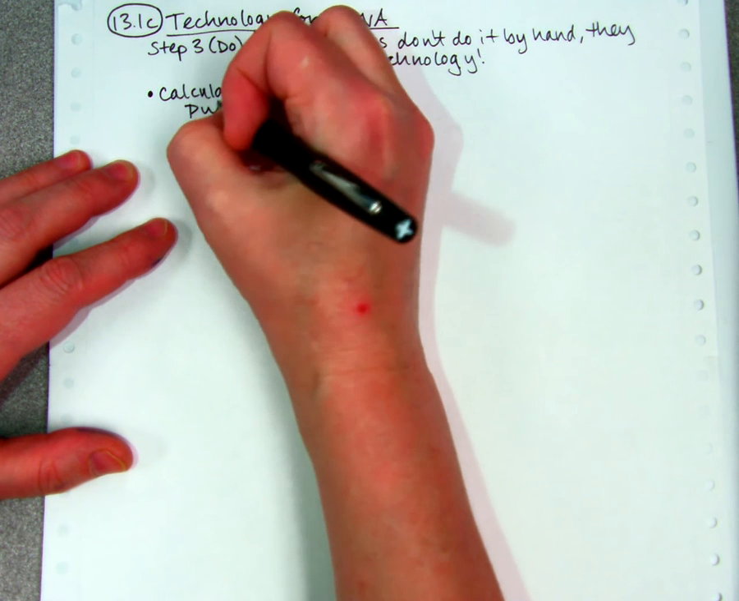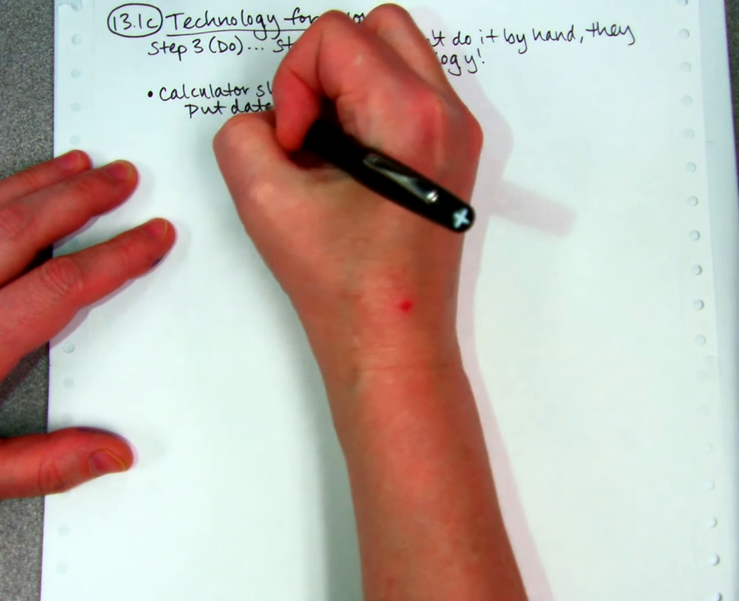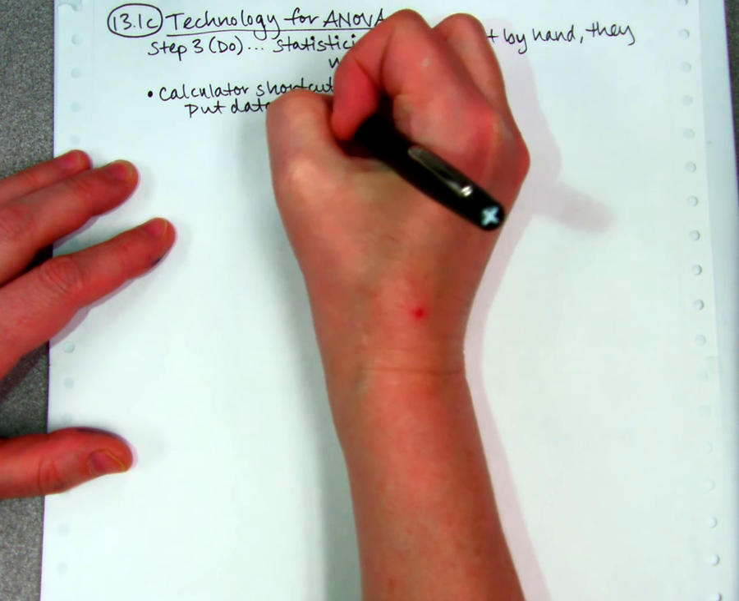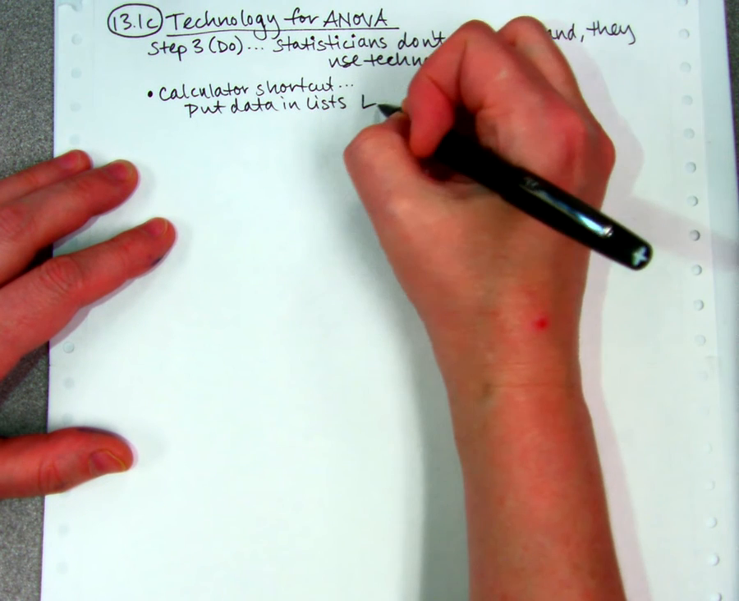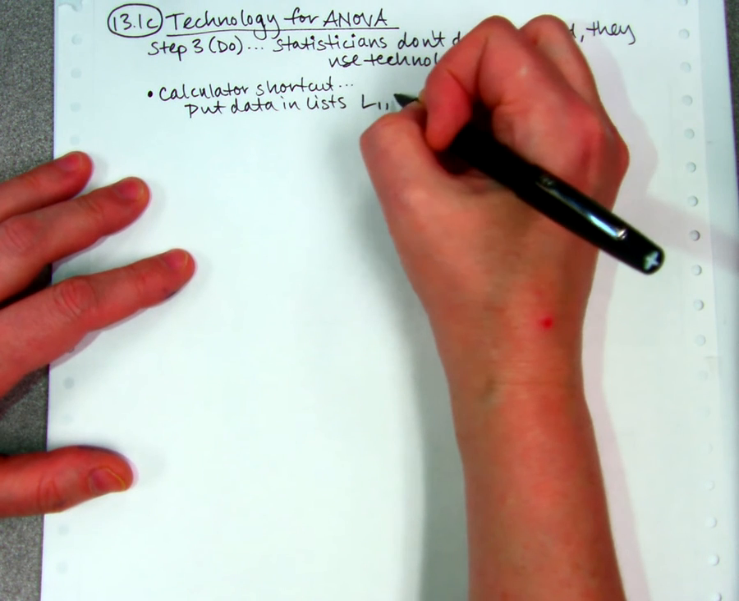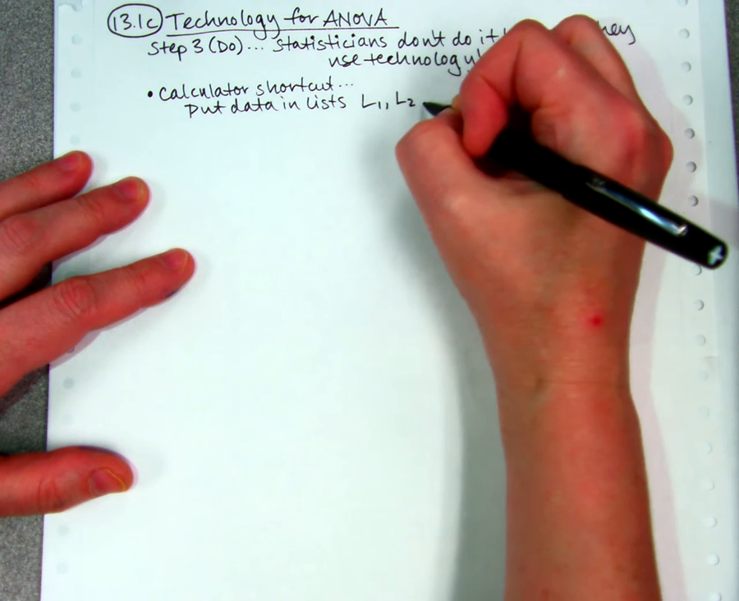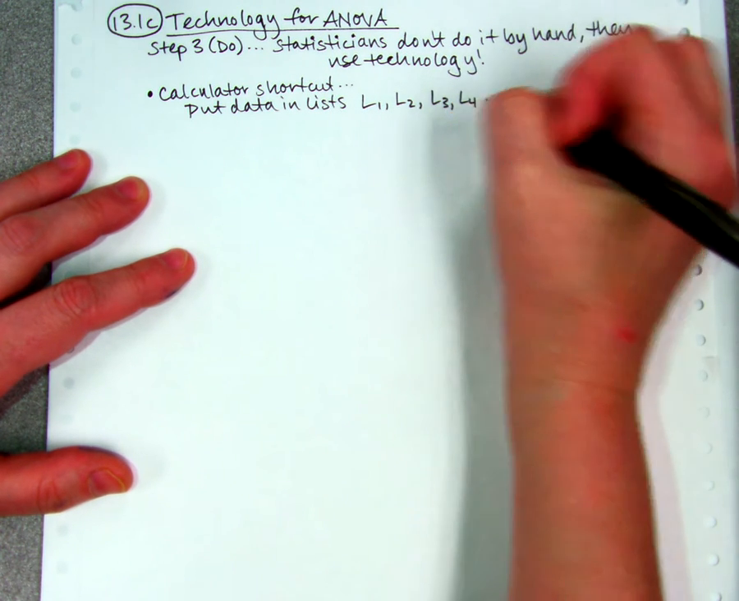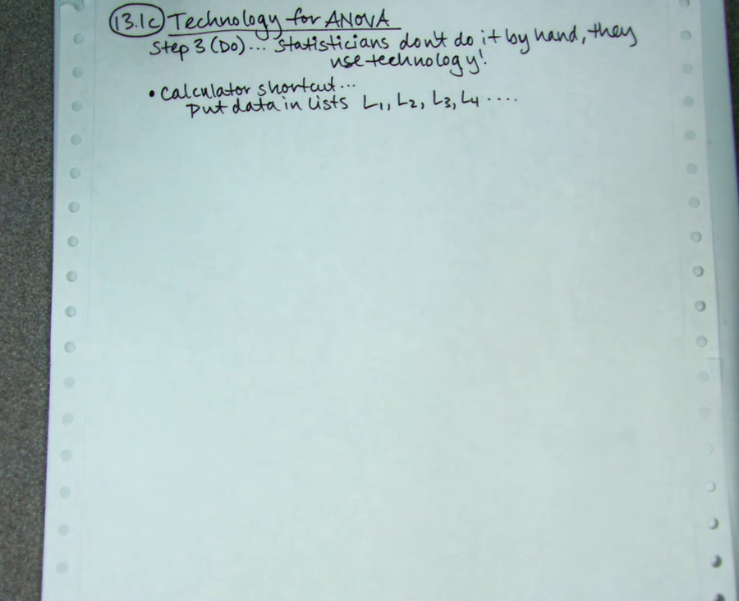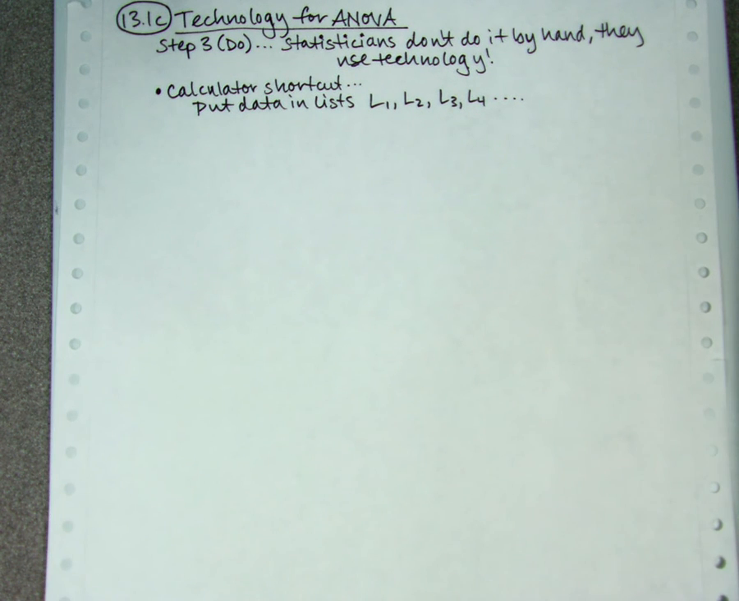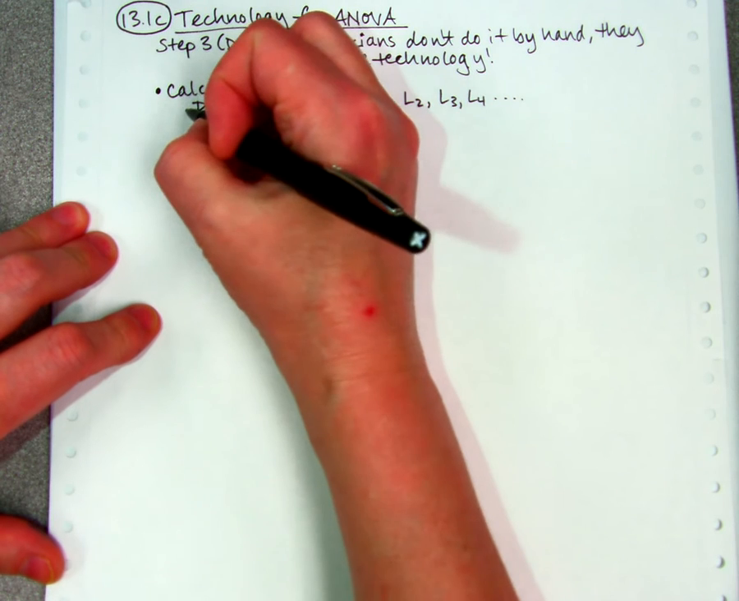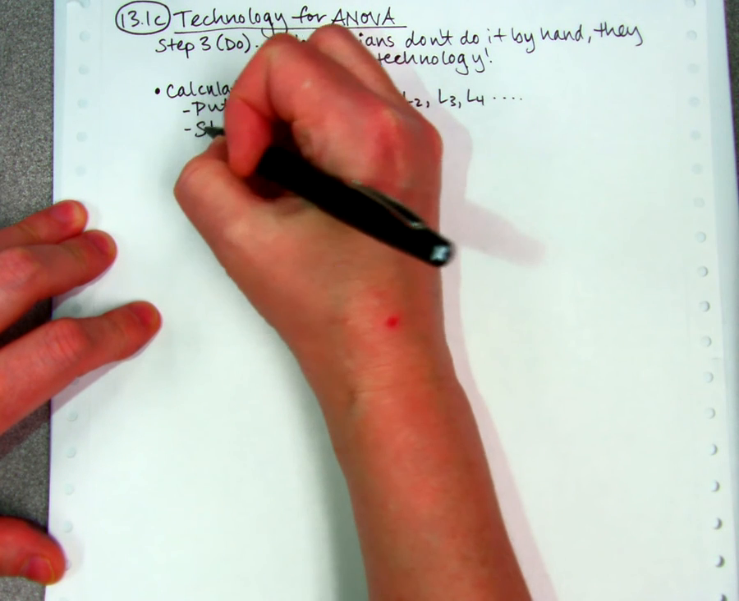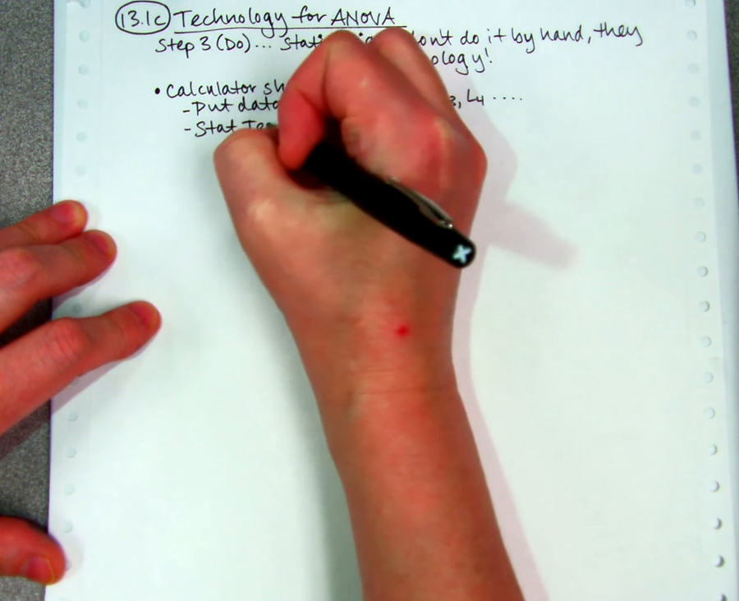You put your data in some lists. And you've done that before. Before this chapter, you mostly did list 1 and list 2. And then, of course, if there's 3 populations, then you would need list 3. And if there's 4, you would need list 4, and so on. And when we do 13.2 next week, I'll talk about what happens if there's more than the 6 that are built into the calculator. That's kind of fun. But then you go to stat tests, and Anova is one of the options. And so let's do that.